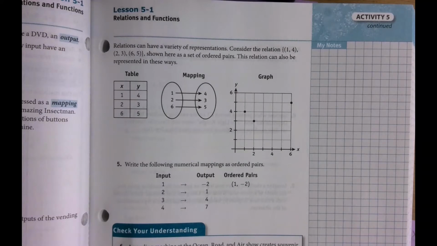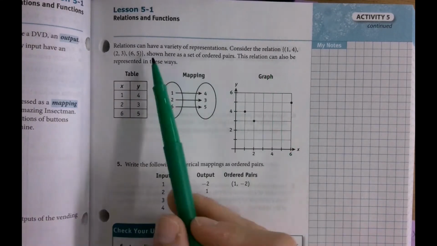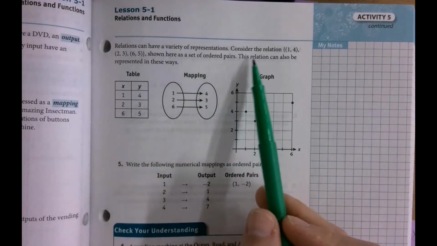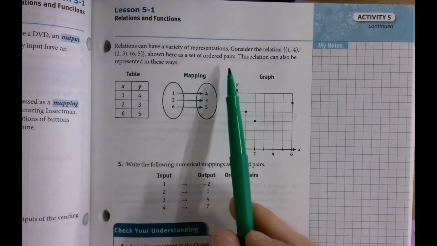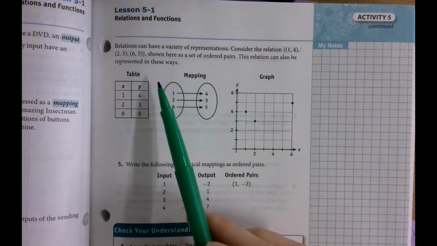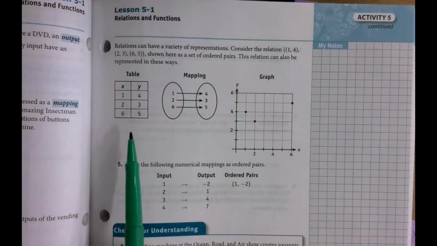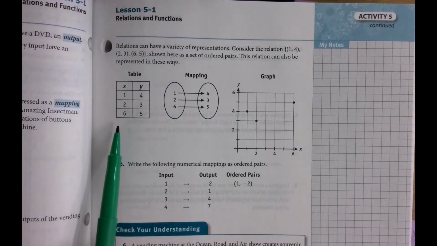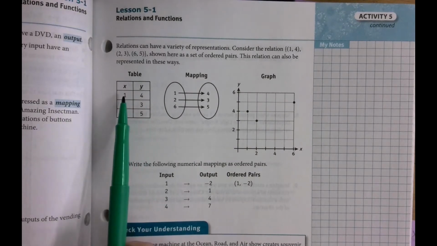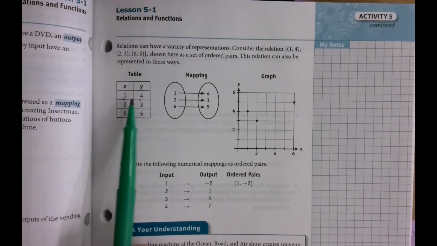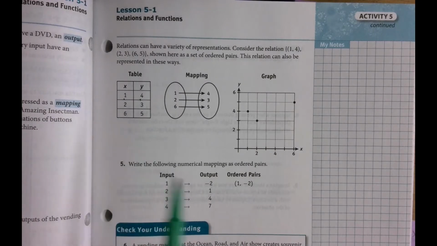So relations, which it had said on the previous page, is a set of ordered pairs, have a variety of representations. Consider the relation (1, 4), (2, 3), (6, 5) shown here as a set of ordered pairs. This relation can also be represented in these ways. So we have a table. We always have our x values on the left column, our y values on the right column. They should line up with our ordered pairs, so they give us 1, 4, 2, 3, 6, 5.